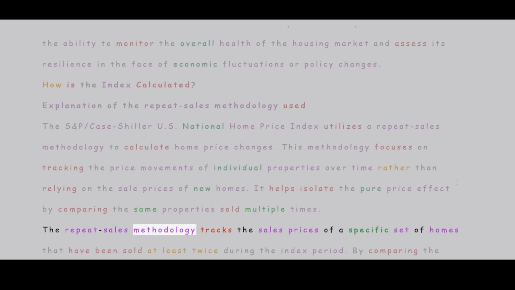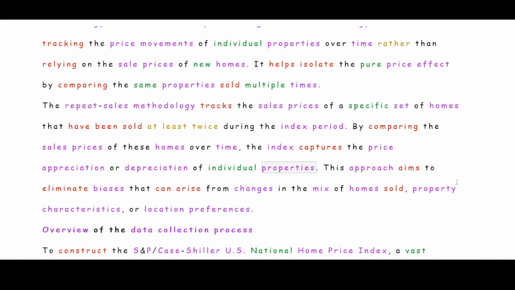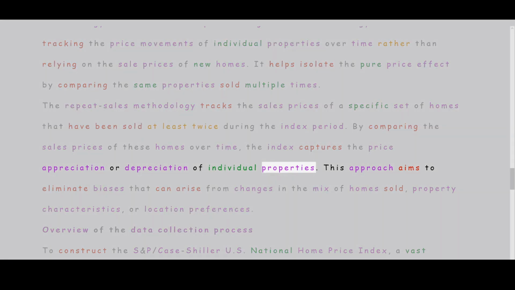The repeat sales methodology tracks the sales prices of a specific set of homes that have been sold at least twice during the index period. By comparing the sales prices of these homes over time, the index captures the price appreciation or depreciation of individual properties. This approach aims to eliminate biases that can arise from changes in the mix of homes sold, property characteristics, or location preferences. Overview of the data collection process.